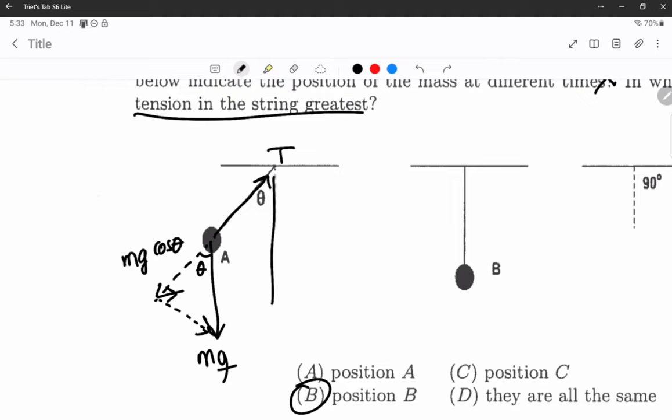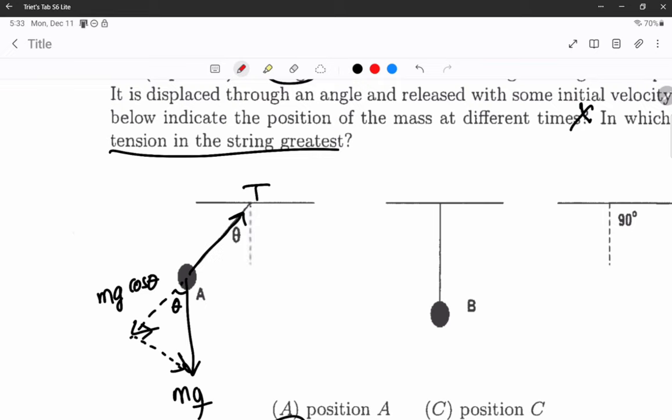And so if you look along this radial direction, you're going to have T minus mg cosine theta equal to ma, and this a is the centripetal acceleration, right? So it's going to be into the center. And this is going to be v squared over r.